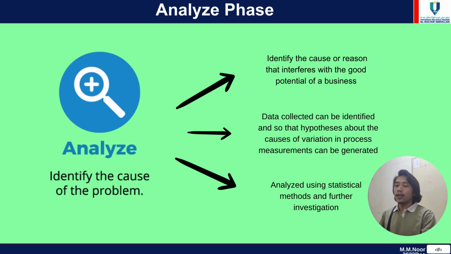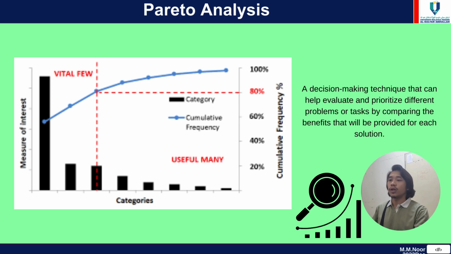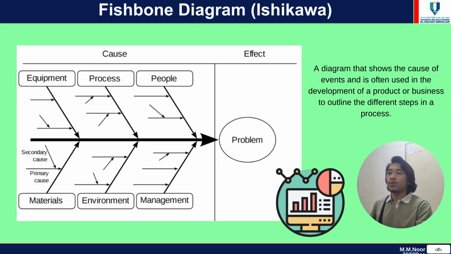So, analyze is to identify the cause of the problem. Usually, we analyze using statistical methods and further investigation. So, we're going to see examples of the methods that we use to identify the cause of the problem. So the first one, we have the Pareto analysis. This Pareto analysis helps us to find different problems or tasks by comparing the benefits that will be provided for each solution. The next one, we have the fishbone diagram, Ishikawa, that we already know.